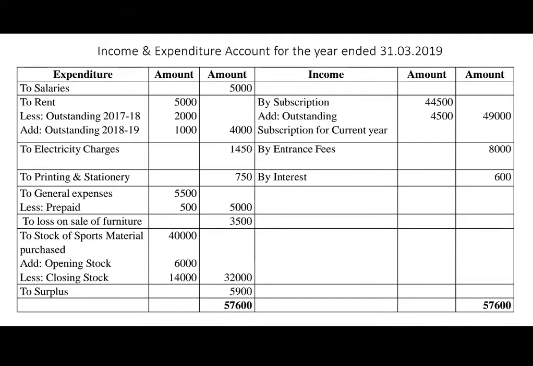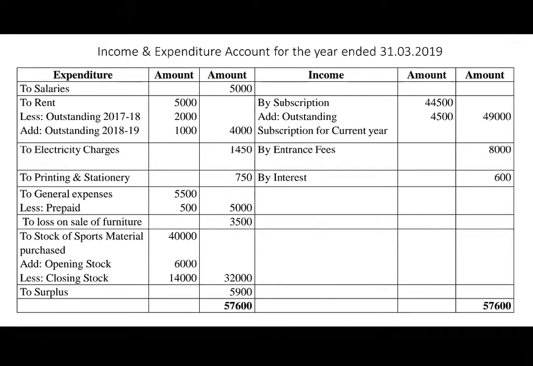Okay, so please see to these small things, there should be no mistake here. Okay, so I hope everyone's income and expenditure account is ready. Now in this question we are preparing the income and expenditure account, so our whole focus will be on the income and expenditure account only.